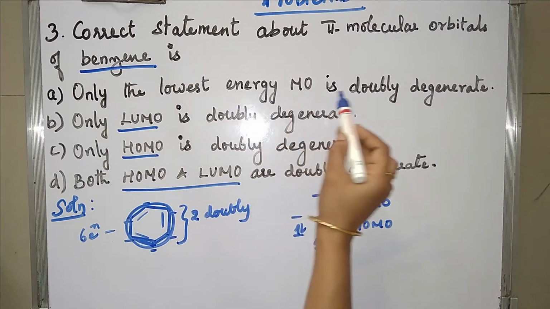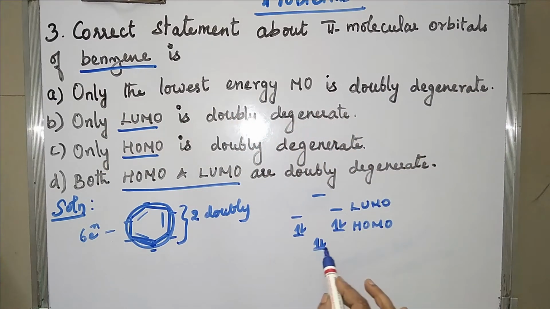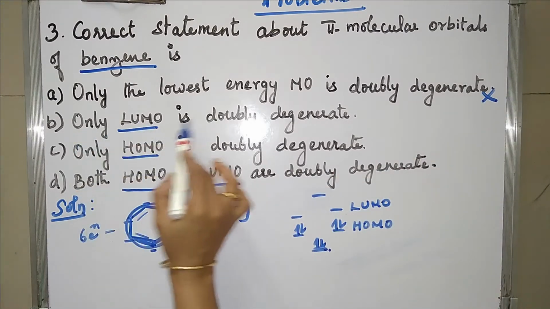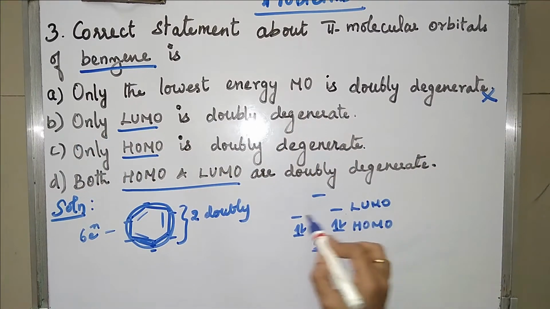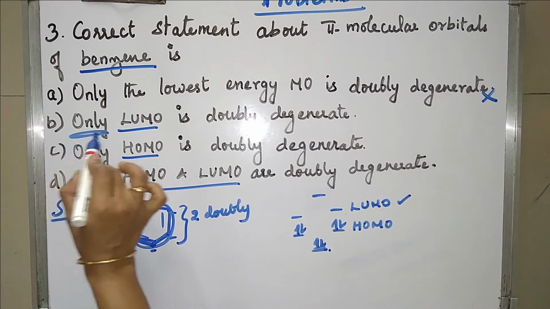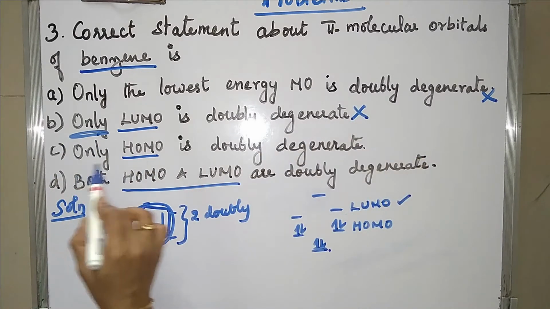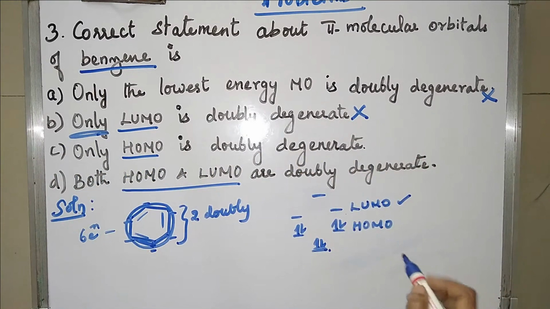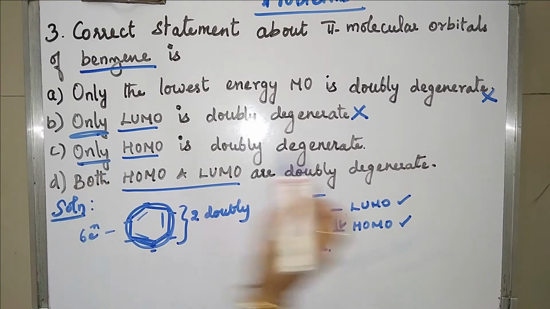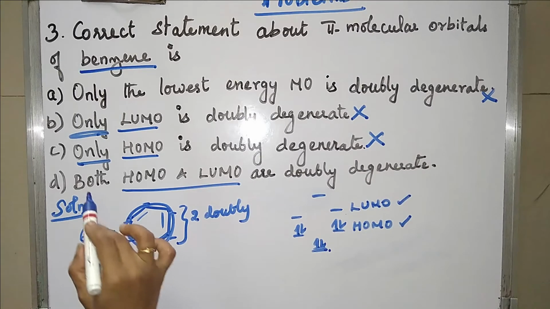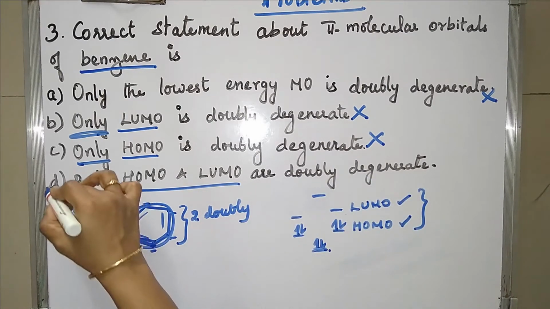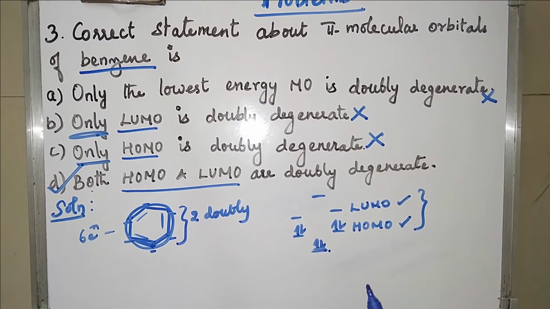Only the lowest energy molecular orbital is doubly degenerate. So the lowest energy orbital is doubly degenerate? No, it is not doubly degenerate. Only LUMO is doubly degenerate. The LUMO is doubly degenerate? Yes, but the option says only, and only is not correct, so this is also wrong. Only HOMO is doubly degenerate? HOMO is degenerate but not only, so this is also wrong. Both HOMO and LUMO are doubly degenerate. Yes, both are doubly degenerate. This D is the correct answer.